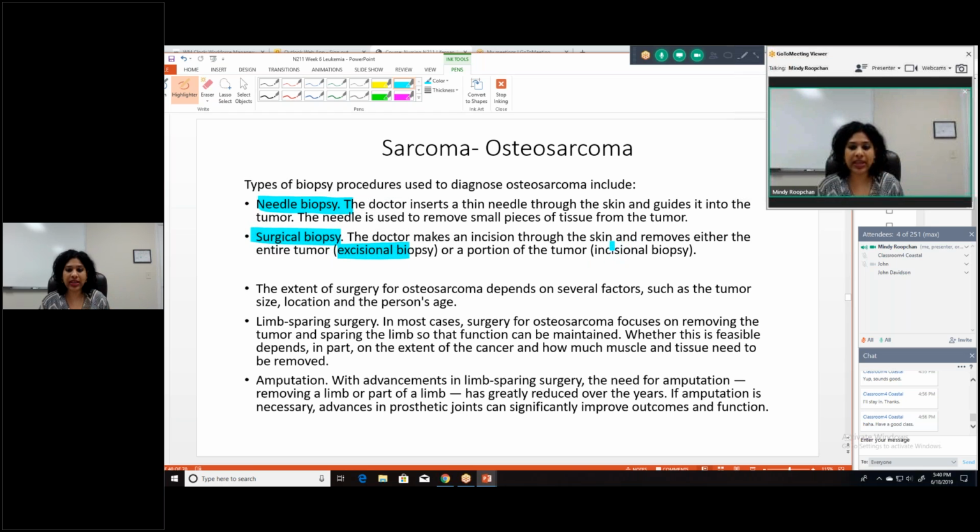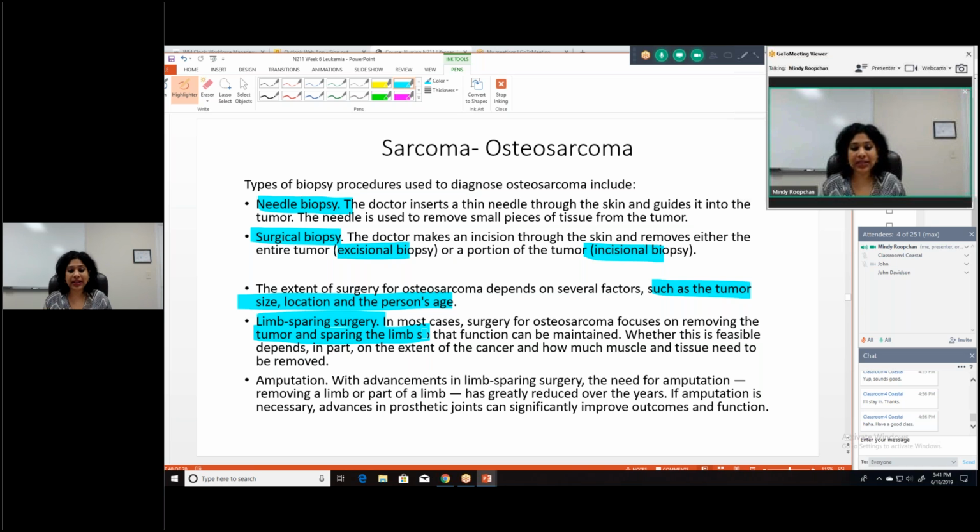Excisional is the whole thing; incisional is just a part of it. We do the biopsy. The extent of surgery is going to depend on the tumor size, the location, and the person's age. Can they have the surgery? Can they maintain having the surgery and be okay once it's done? Because a lot of times it's about the recovery. So they might do a limb sparing surgery where they focus on removing the tumor and sparing the limb so function can be maintained.